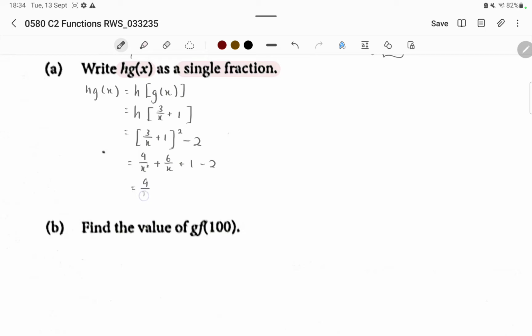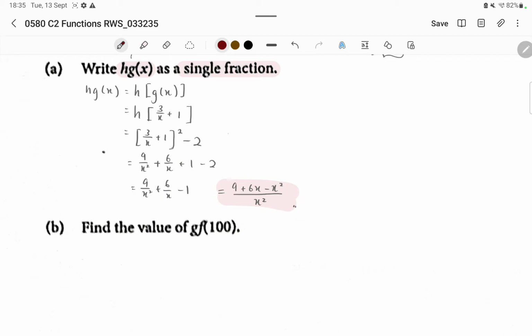And then after that, copy down minus 1. And then make everything over x squared. So 9, and then to get x squared, you have to times x for both. So plus 6x, and then this one you have to times with x squared. So this one is minus, over x squared. This one will be your final answer.